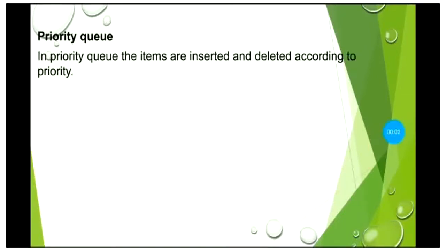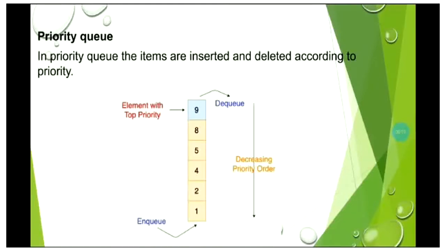Priority queue is somewhat different from other types of queue. Here, elements are inserted and deleted according to some priority. See here, in this queue, the element with the lowest value is given a low priority, and the element with the highest value is given a high priority. So deletion operation takes place from above, that is the top priority element is removed first. So while inserting, if the element has a lower priority, then it is inserted from a lower position.